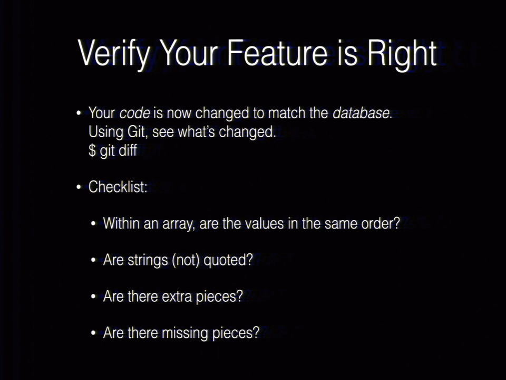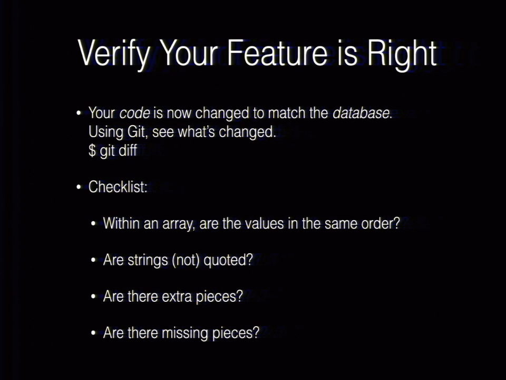Now, if it's a new feature, there's going to be nothing. So when we run the command git diff, every line will have a plus beside it. Every line will be new. If it's an updated feature, then what you're going to look for is a pairing of a minus and plus when you run git diff. And basically run through this little checklist.